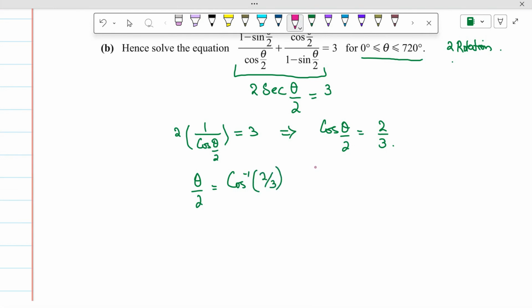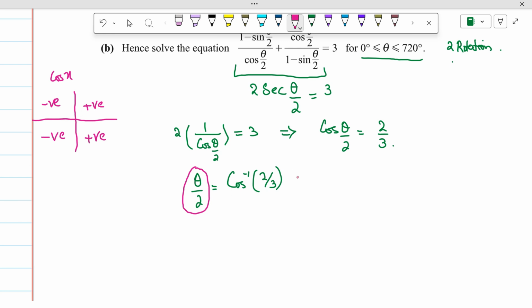Before moving, we should have some concept about the cos of x. Cos of x is positive in the first and fourth quadrants, whereas it is negative in the second and third quadrants. As 2 over 3 is positive, it means theta by 2 should have the value of angle in the first and fourth quadrants. Theta by 2, not theta. Maybe theta is in the second and third quadrants, but because theta by 2 has the cos inverse of the positive value 2 by 3, theta by 2 should be in the first and fourth quadrants.